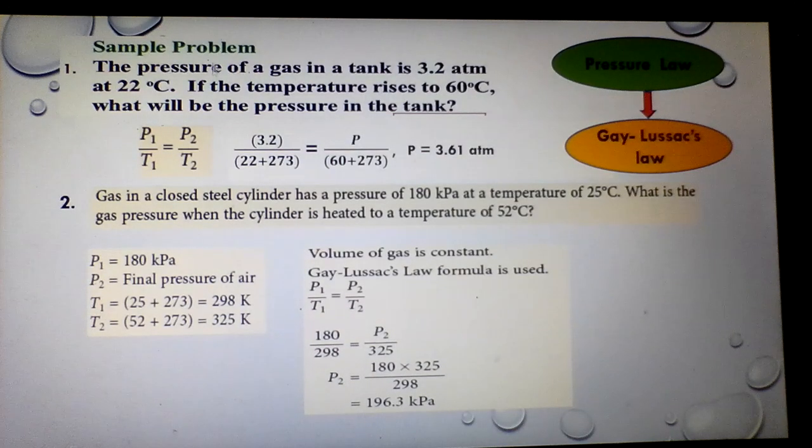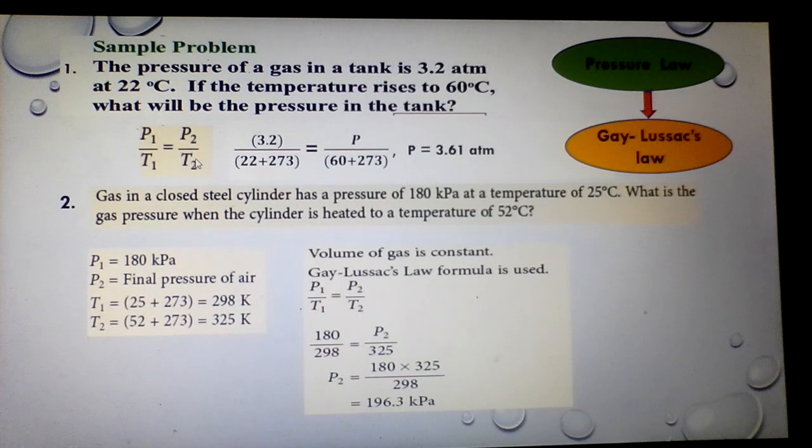Okay, let's look at the sample problems. Number 1, the pressure of the gas in the tank is 3.2 atmosphere at 22 degrees Celsius. If the temperature rises to 60 degrees Celsius, what will be the pressure in the tank? So here, no mention about volume, meaning volume is constant. So the relationship between P and T, meaning Gay-Lussac's law. So now we use the name Gay-Lussac's law.